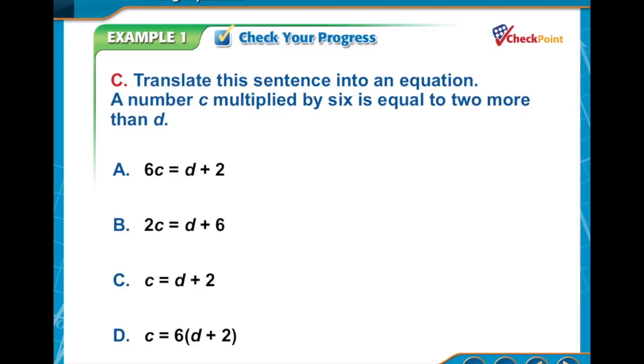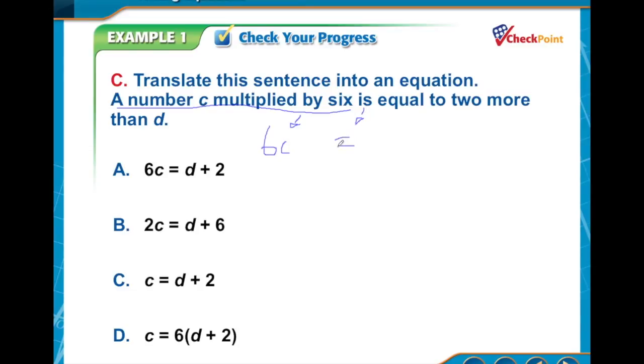1c, we have multiple choice options here. Given this sentence, we want to translate. So a number c multiplied by 6. So I know a number c multiplied by 6 is just 6c. Multiplied by 6, that's here. Is means equals.